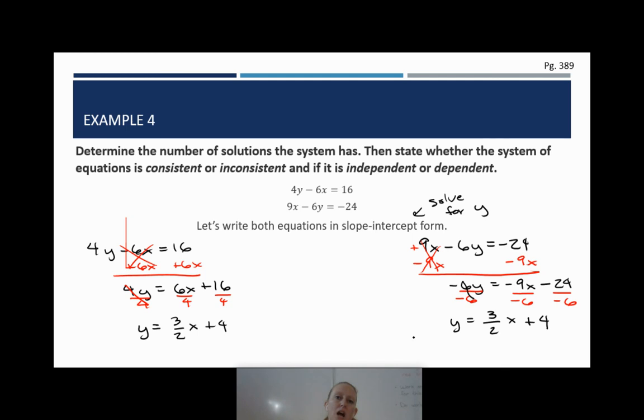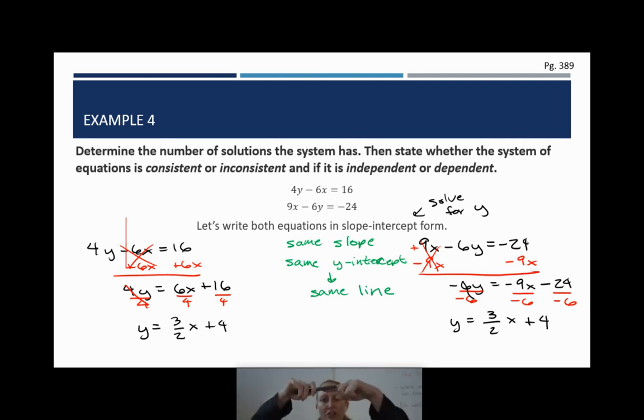Oh my gosh, look at what happened this time. This is a little different from what we've encountered before. We have the same slope. We have the same y-intercept. Are you catching that? We mentioned it a little bit at the start of the lesson, but this is the first time we've seen it. This is the same line. If we were to graph them, they would literally be right on top of each other.